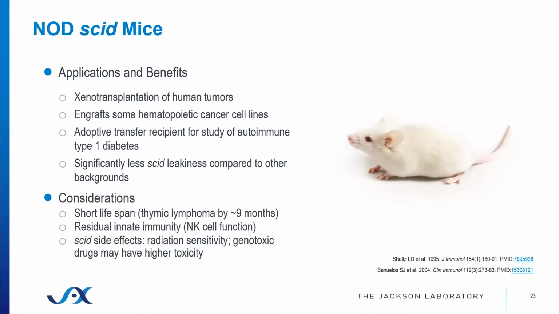Some considerations in the use of NOD-SCID include that they have a shortened lifespan due to thymic lymphoma that develops around 9 months of age. There is some residual innate immunity, so the natural killer cell function, and the known SCID side effects, which are the radiation sensitivity and sensitivity to the genotoxic drugs.